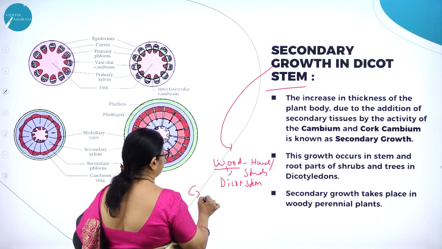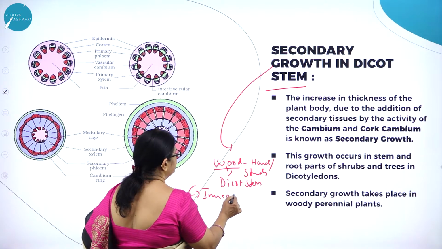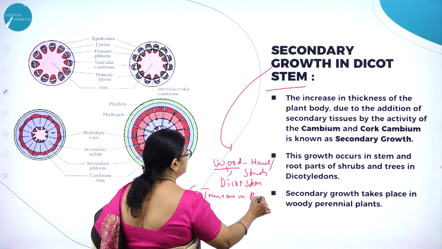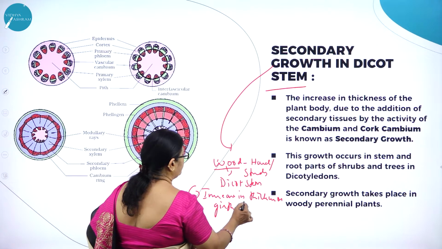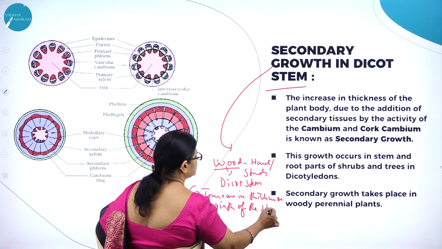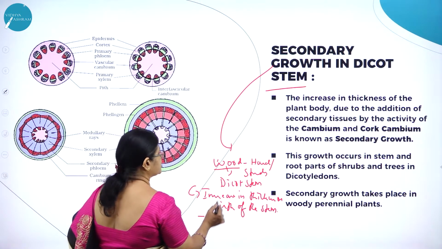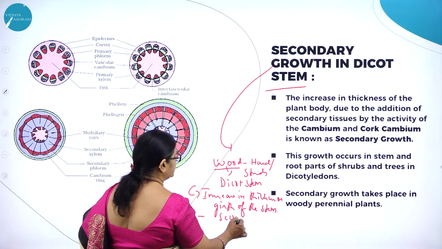Secondary growth is nothing but an increase in thickness, an increase in the thickness or the girth of the stem. An increase in the thickness or the girth of the stem is called secondary growth.